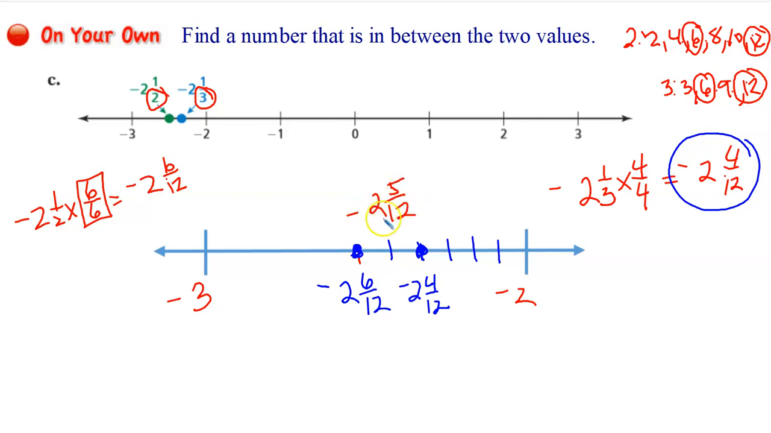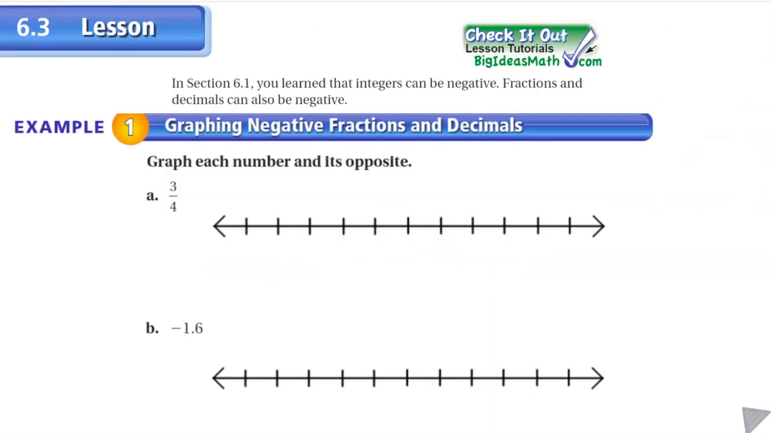So if I made the denominators to be 6s with the 2 and the 3, I wouldn't have enough space in between. As it was, I barely made enough room for the fractions. So I want to pick a denominator that's big enough to give me space in between, but that's not so big that it's not fun to make those number lines. All right, that's on your own for the fraction.